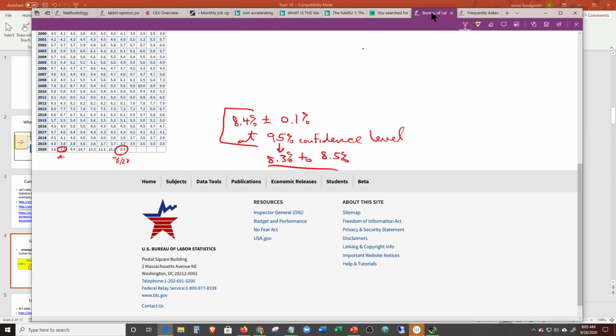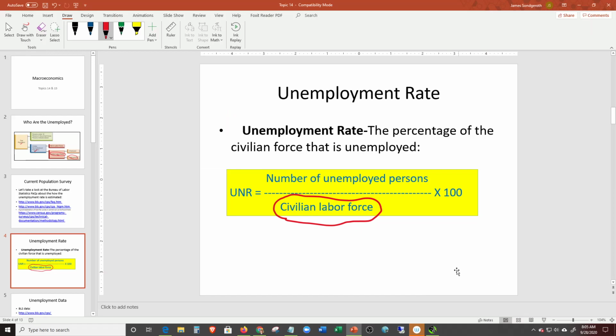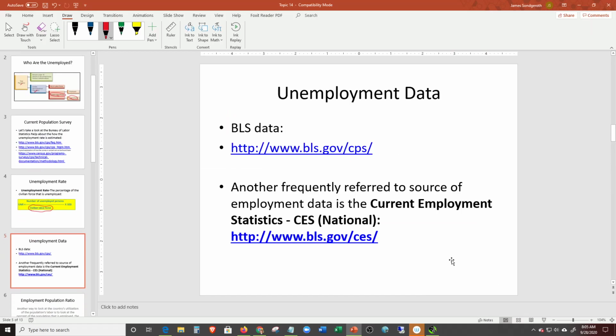Yeah, 8.4% in August. We don't have September's yet. All right. So the unemployment data, we already took a look at that.